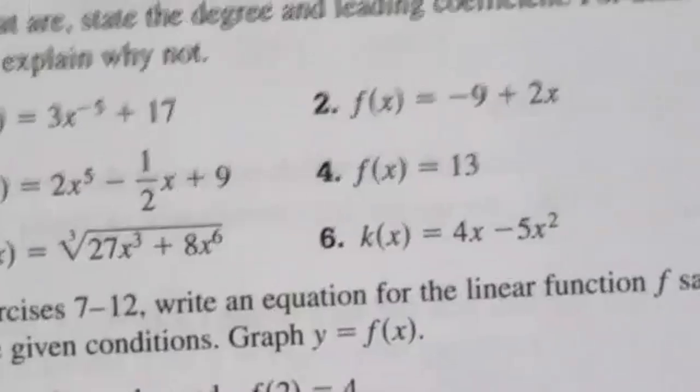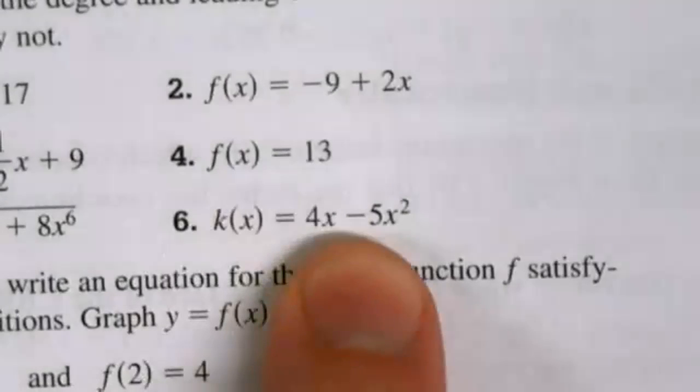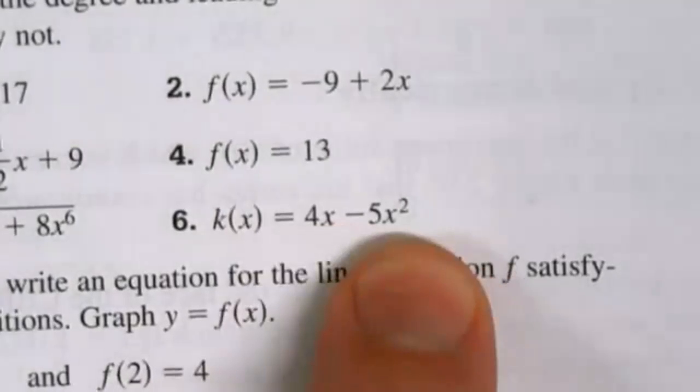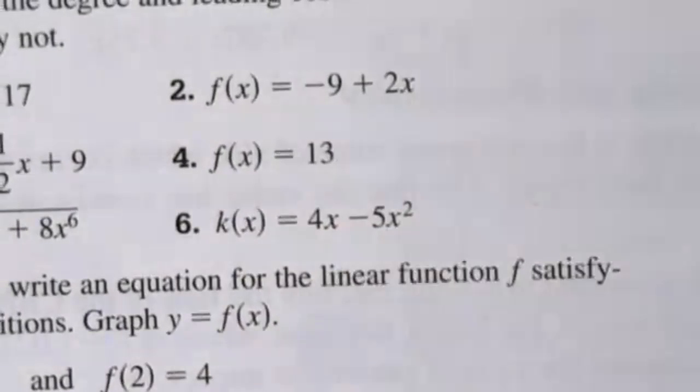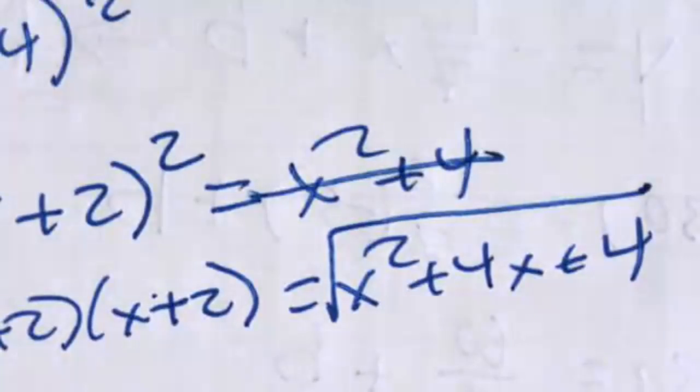All right, let's finish up. Number 6, polynomial, yes or no? Number 6, heck yeah, definitely. Definitely. Degree? 2nd degree polynomial, lead coefficient? Negative 5. Cool. All right, you're done with 6 problems. You got 6 more to go on there, and those long division and synthetic division, and then that's it.